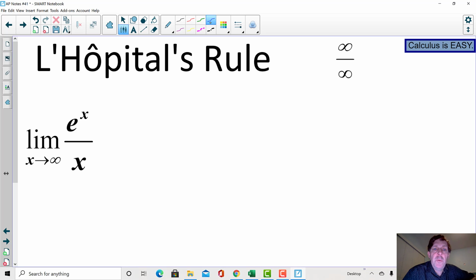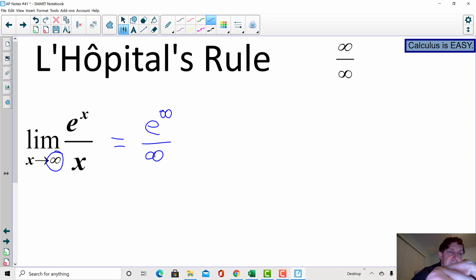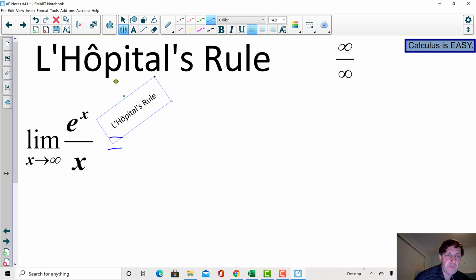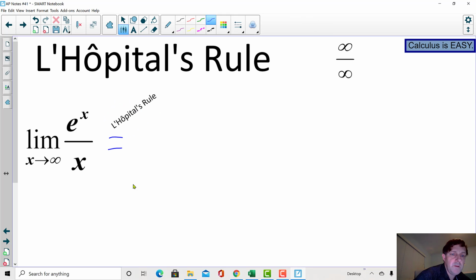Okay, today we're going to use L'Hopital's rule. For our first example, we're going to do infinity over infinity. The way L'Hopital's rule works is if you plug in your number, in this case infinity, and you notice that you get infinity over infinity, then you can use L'Hopital's rule, which says that that limit is going to equal, we're going to write L'Hopital's rule above the equal sign, and so that limit is going to equal this limit.